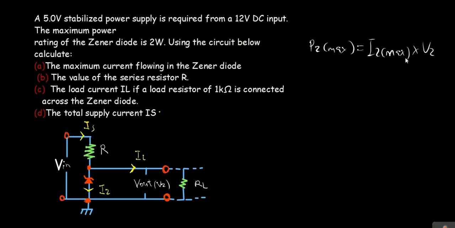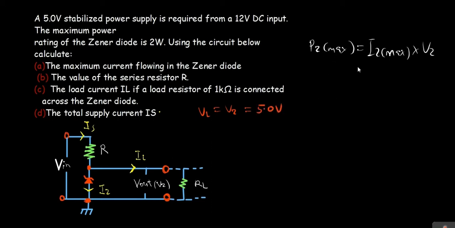So what else do we need? We need the voltage in the Zener diode. But the question says what? A 5.0 stabilized power supply is required from a 12 volt DC. So that means that you need a voltage of 5.0 to the load. The load needs a voltage of 5.0 stabilized power supply. And the voltage in the load will be the same as the voltage in the Zener diode. So VL will be equal to VZ. If the voltage in the load is 5.0, then the voltage in the Zener diode will also be 5.0 volts.